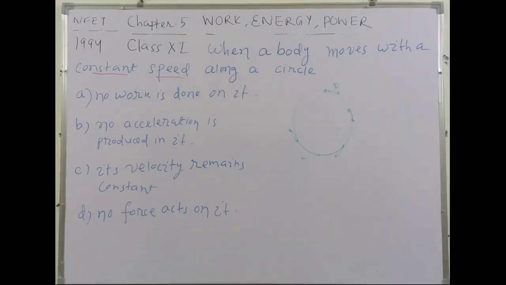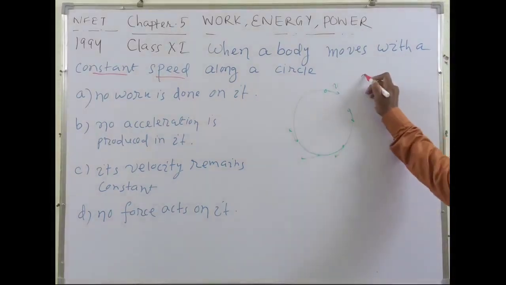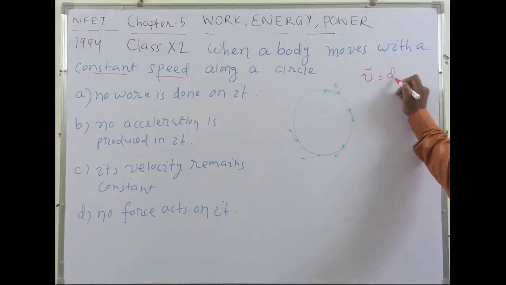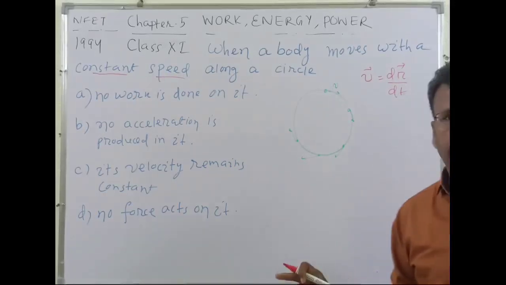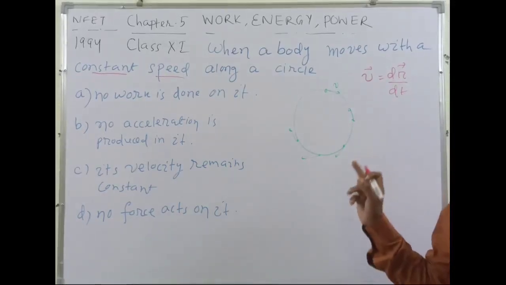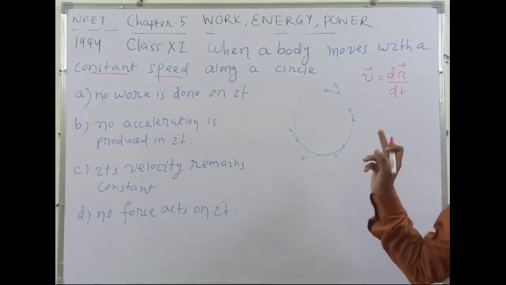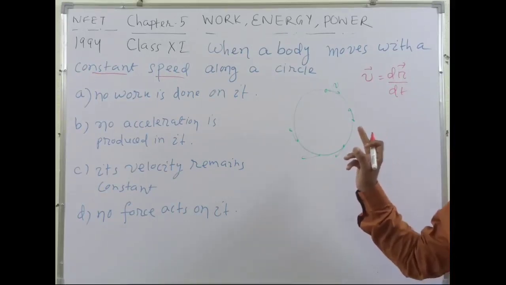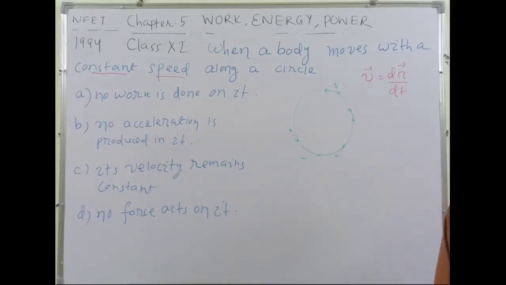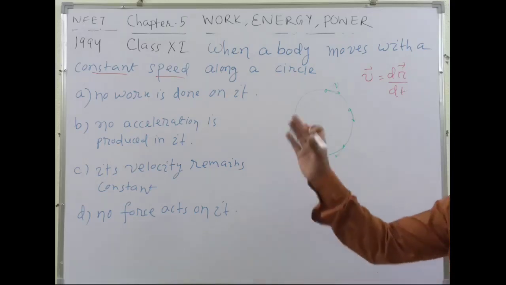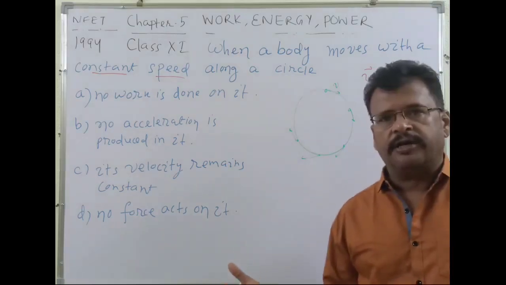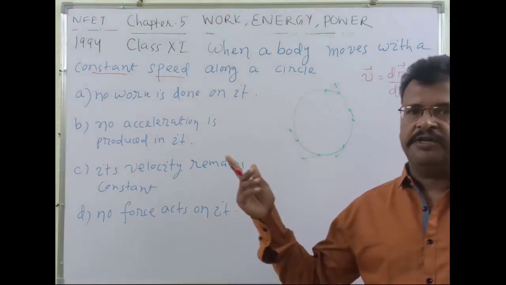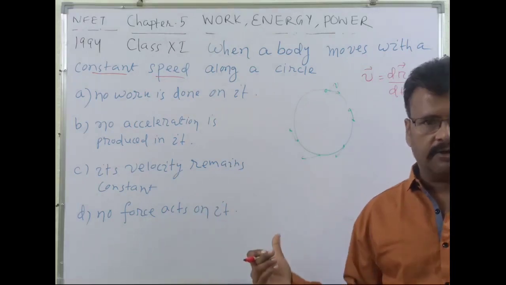What is velocity, students? We know v is equal to dr by dt, the rate of change of the position vector of the body, or the rate of change of displacement, is called velocity. And the distance traversed by a body divided by time, or how much distance is traversed by a body in a time, is called its speed. Speed is a scalar quantity, velocity is a vector quantity.